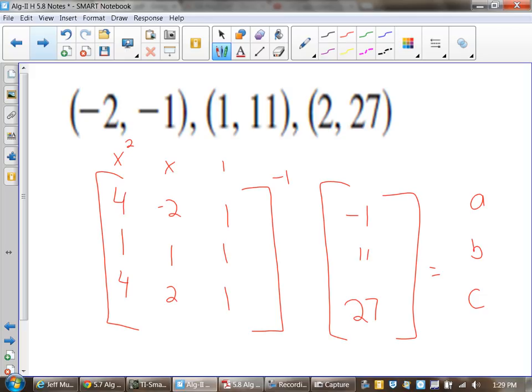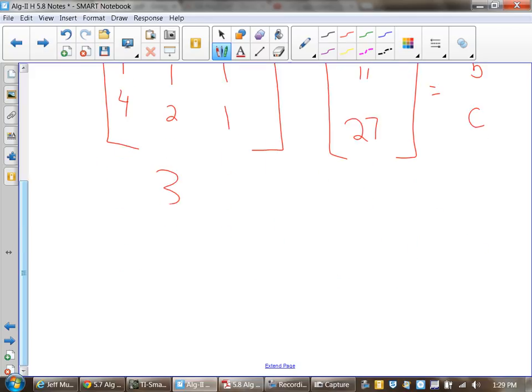All right? So when you inverse this one out, what'd you guys get for A, B, and C? 3, 7, and 1. Do we all agree? So if you have 3, 7, and 1, that means your final answer would be 3x squared plus 7x plus 1 is y.